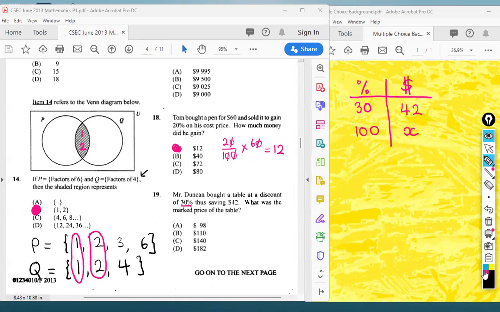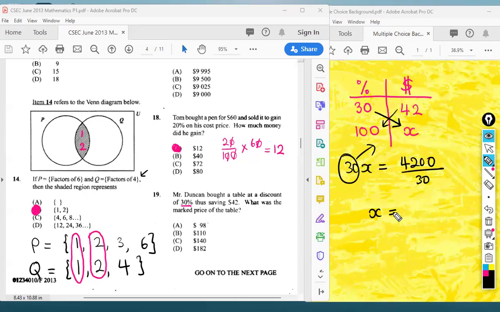It's a cross multiplication question. 30 by x is 30x. 42 by 100 is 4,200. Throw across the multiply, you're going to get a divide. Let's see what we get here. 4,200 divided by 30, $140. The answer would have been C. A lot of people got this one wrong.